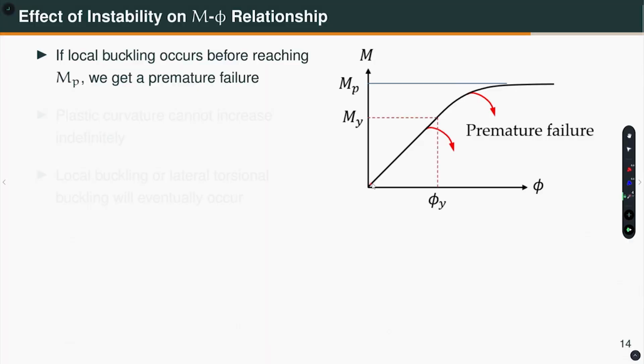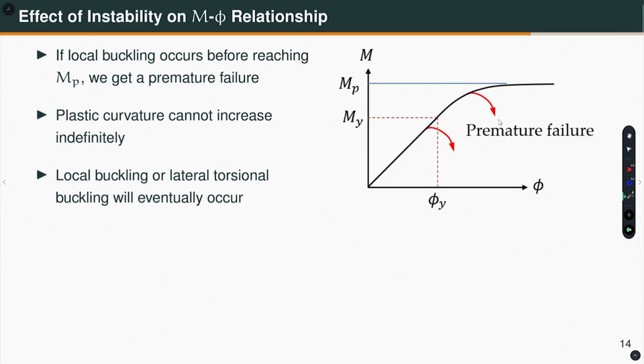Why do we do so? Because these cross sections are classified depending on their B by T or D by T ratio, and that tells us the plastic section will not undergo any local buckling, and they can give us a moment curvature behavior or moment rotation behavior like so. Okay. Similarly, compact also, but as you go to semi-compact and slender, then local buckling will take over and you can have premature failure. It will not reach even the plastic moment capacity.